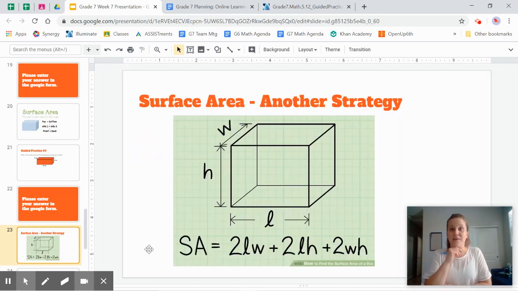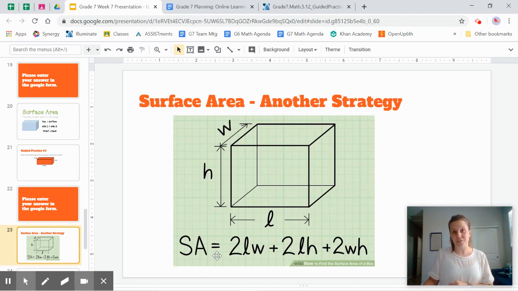Before we do, I want to give you another strategy for surface area. If thinking about it visually and breaking it apart into top, bottom, left, right, front, back was hard for you, you might really like this second strategy. If you really love equations and algebra, then you might like this strategy better. If you're more of a visual thinker or thinking conceptually, you might like the first one. So you decide, but here's another strategy you can use.